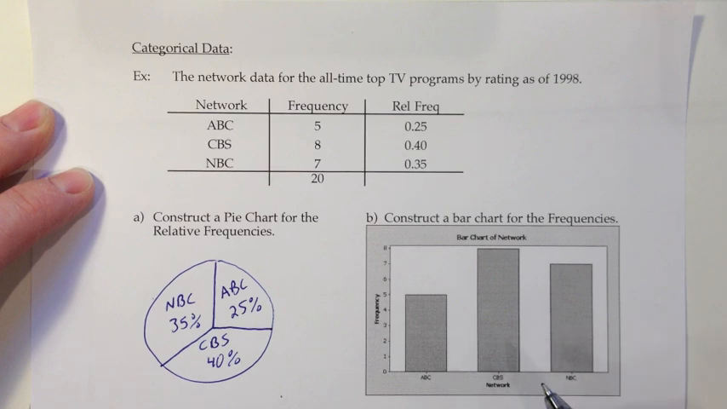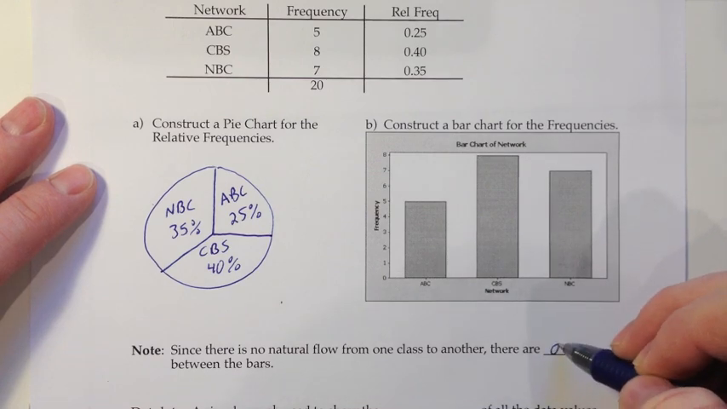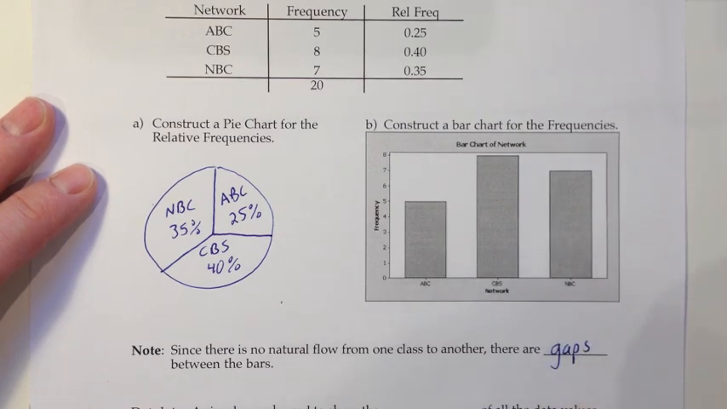The other thing that you will notice that's different than the quantitative data is for categorical, since there's no logical flow from ABC to CBS. If you get too big for ABC, you're not all of a sudden in CBS automatically. Since that natural flow is not there, we have these gaps between the bars that we did not have when it was quantitative. So we'll make a note of that before we move on. Since there's no natural flow from one class to another, there are gaps between the bars. And again, that note applies to categorical data only. We're not supposed to have gaps like that if it were quantitative data.